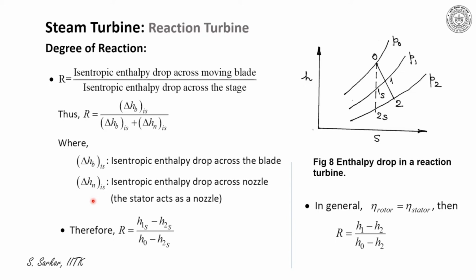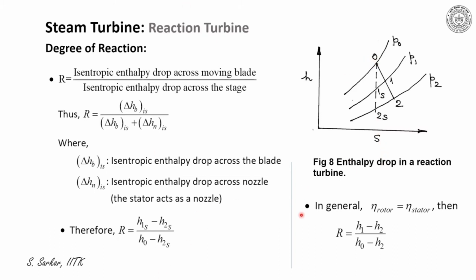Thus, R can be stated as (h1s minus h2s) divided by (h0 minus h2s). So please note that R is the ratio of h1s minus h2s divided by h0 minus h2s.